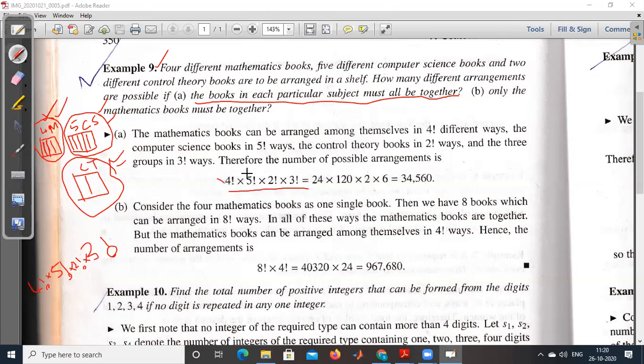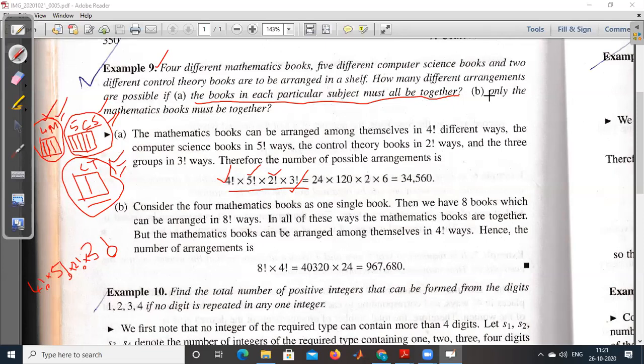4 factorial, 4 math books. 5 factorial, 5 computer science books. 2 factorial, control theory books. So 3 factorial means this is one group, this is another group. These 3 groups can be arranged in 3 factorial ways. Okay. Do you have any doubt regarding this?